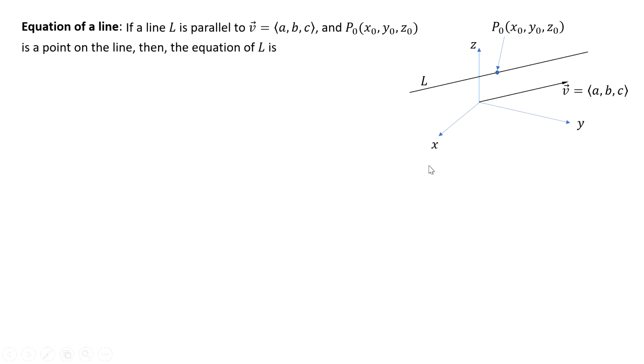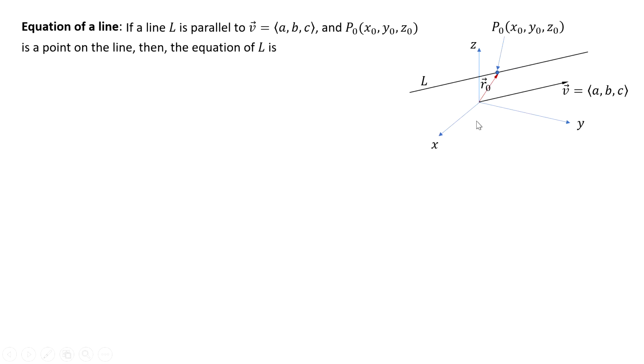If a line L is parallel to vector v, given by its components a, b, c, and P sub 0 is (x sub 0, y sub 0, z sub 0), a point on the line, then the equation of L is, okay, before I write that equation, I want to do a few things. One, can I draw a vector from the origin to that known point P sub 0? Okay, and I am calling that vector r sub 0.